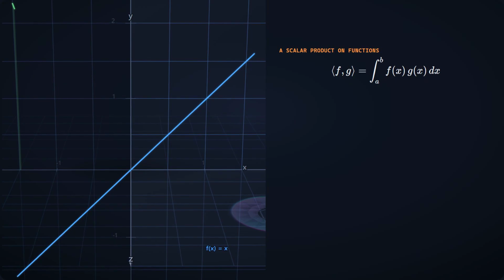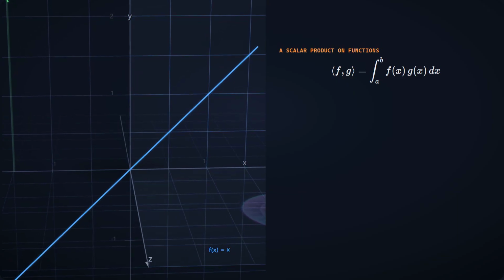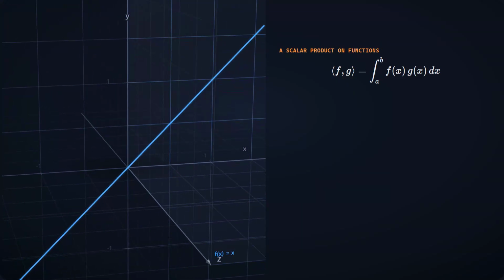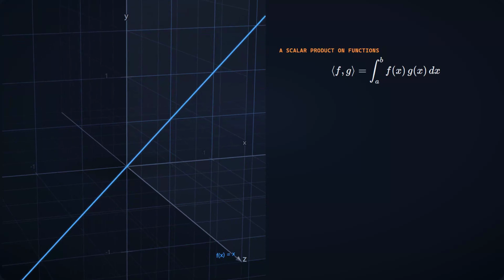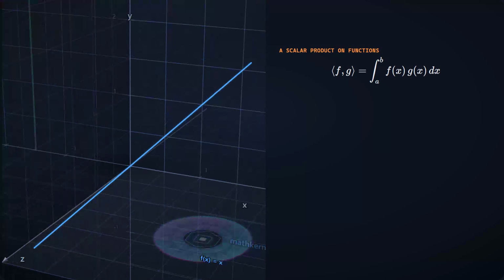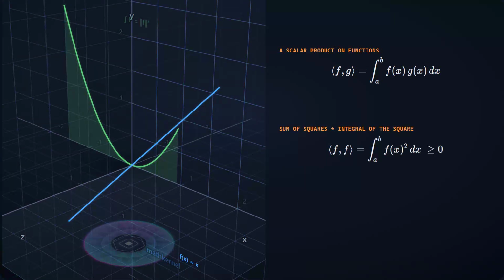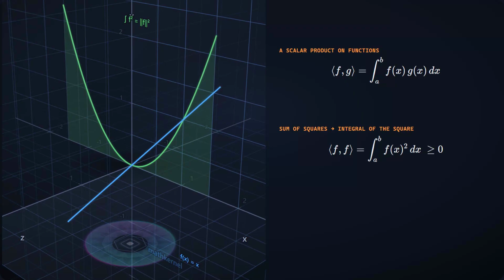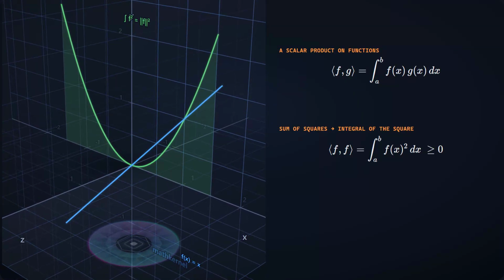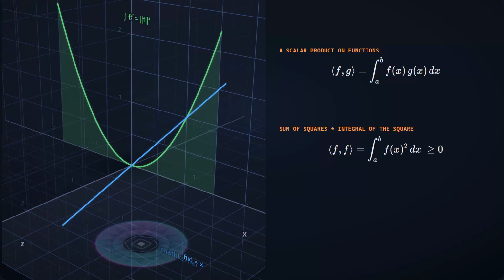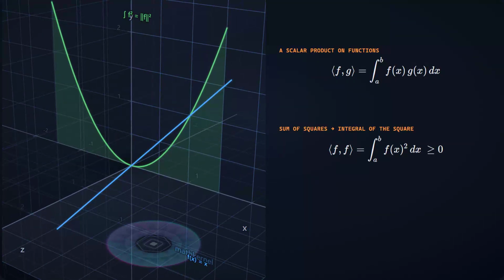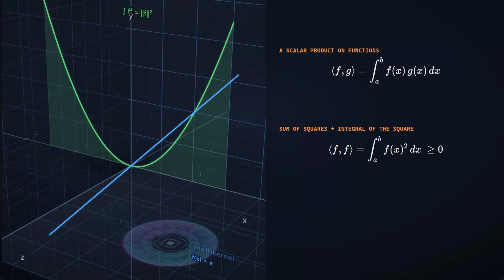Infinitely many components, and you just swap the sum for an integral? Does every rule really survive that jump? The one that matters does. A function with itself is the integral of f squared, the continuous echo of the sum of the squares. It's an area, and since the integrand is a square, that area can't be negative. So a function's length is just the square root of that area.